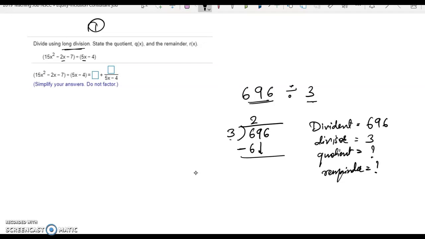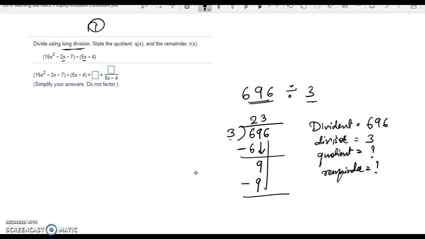Now bring the next term down. 9 comes down right here. Now what will you multiply 3 by to get 9? 3 times 3 is 9. So you will write 9. Again, subtraction sign. 9 minus 9 is 0. Don't even bother writing it.